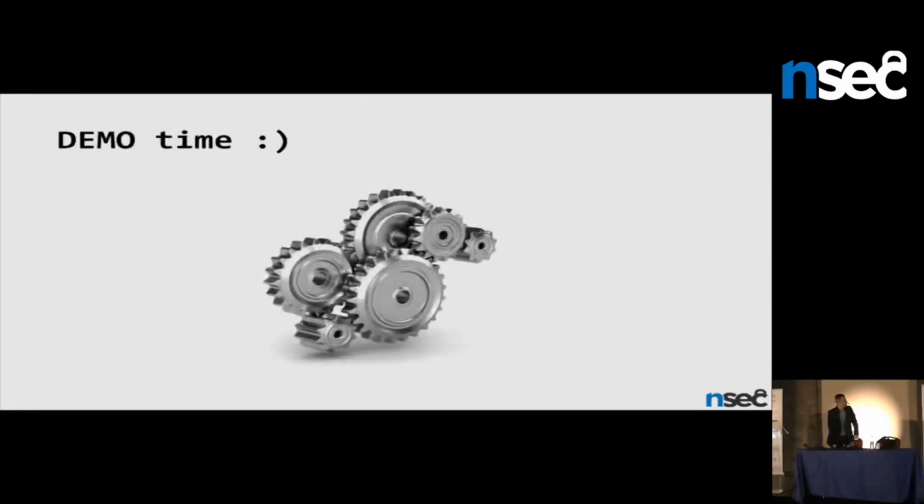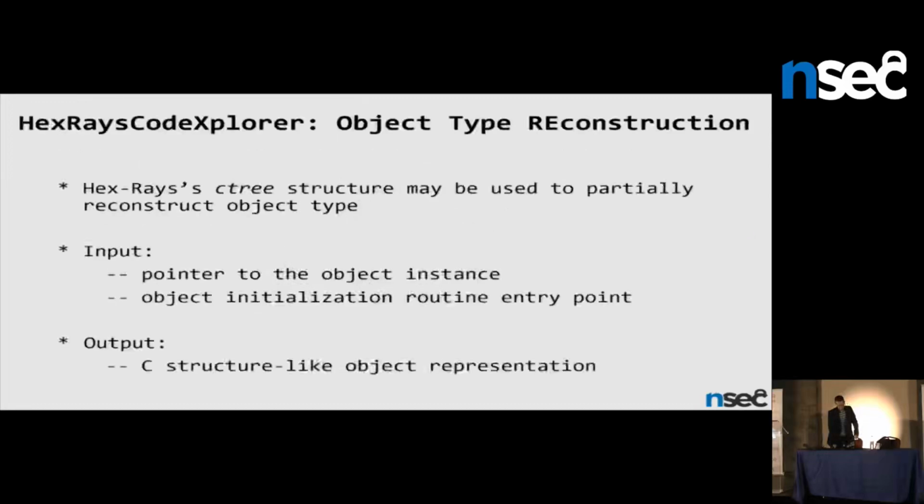There should be some demonstration, but I think I'm going to skip it because we're running out of time. I have 2 presentations, so I'll spend a little more time on the second one because this one is more important. So how are we using this C-tree and how is it useful in reversing object-oriented malware? We can reconstruct a type using this representation. For instance, on input, we can take a pointer to the object instance and its constructor, and then on the output, we can get a representation of this object.